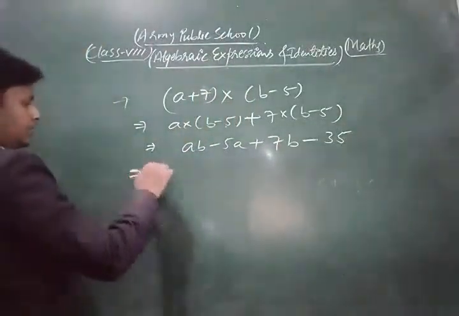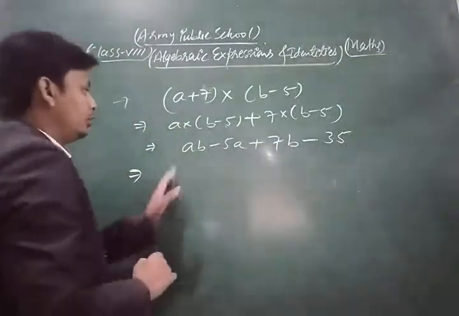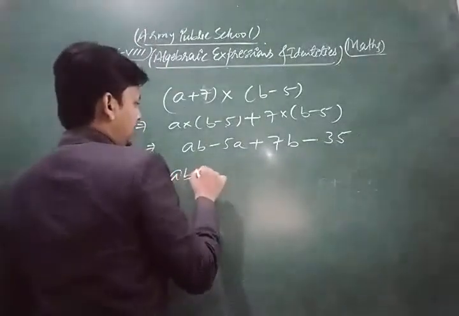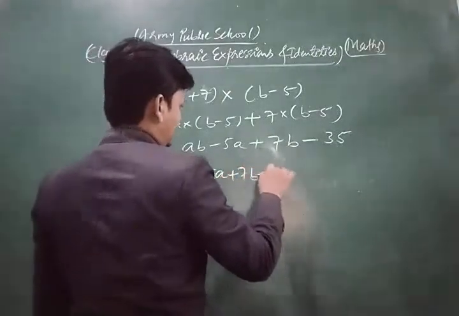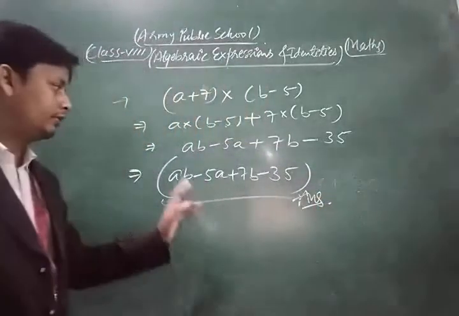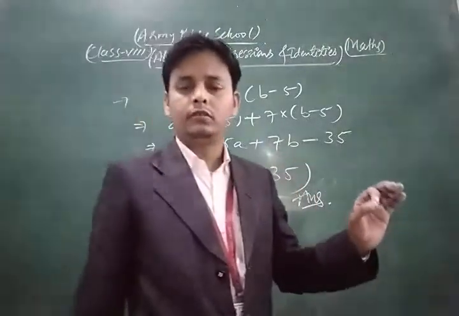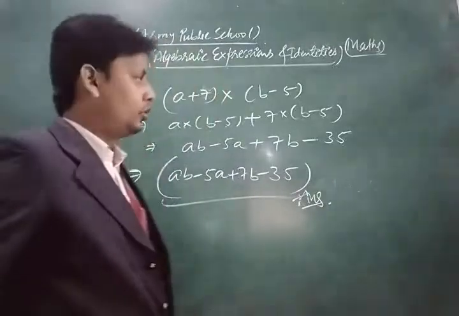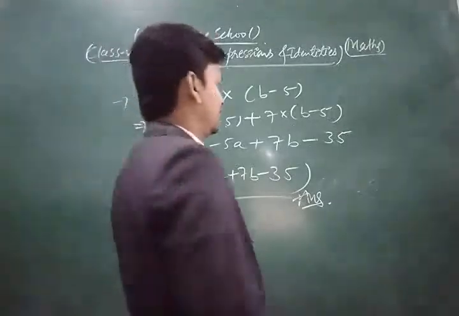Now we have ab. There are no like terms in this expression, so we just write it this way: ab minus 5a plus 7b minus 35. So this is the required solution, dear students, because there are no like terms, and we add only like terms. In this way you can solve questions based on multiplication, addition and subtraction of algebraic expressions. Okay, now we take and solve some other important questions based on this topic. Let's see.